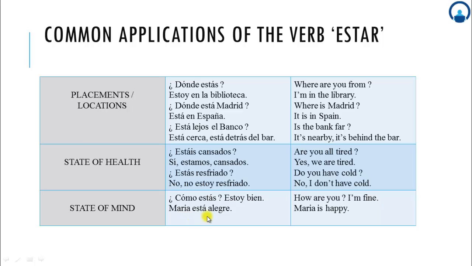María está alegre. Maria is happy. Again, this is not fixed. She's happy right now, but who knows about the future. So that was about the verb ESTAR and its application.